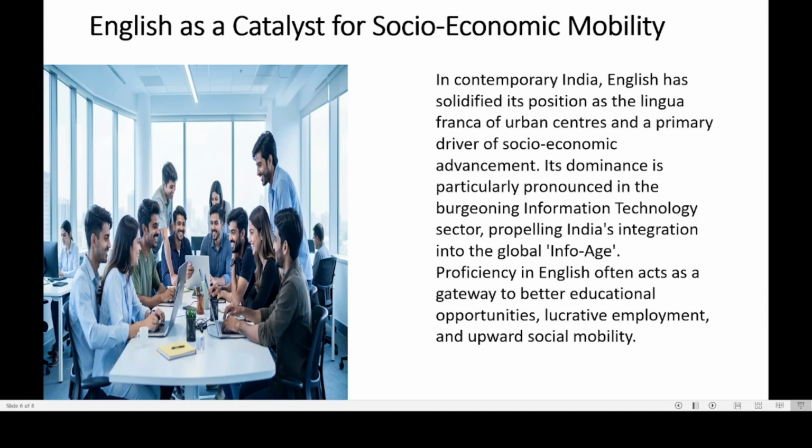Let us now look at modern India. Today, English plays a very important role in education, technology, and our professional life. Nowadays, Indian students are applying for jobs abroad. They are applying for further studies abroad, and they find English as a window to the world because this language is giving them an opportunity to expose themselves to the world.